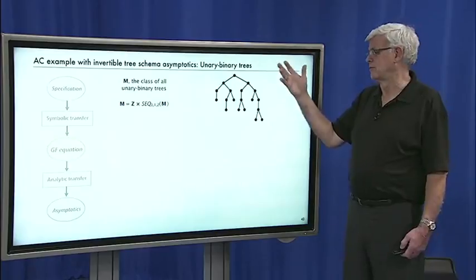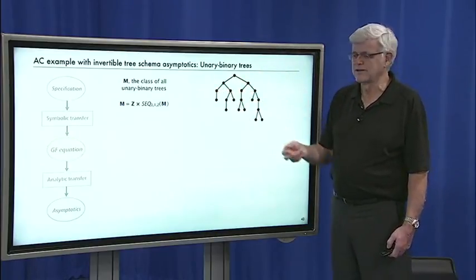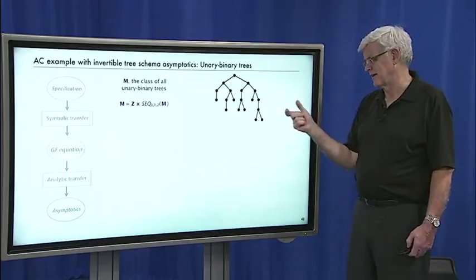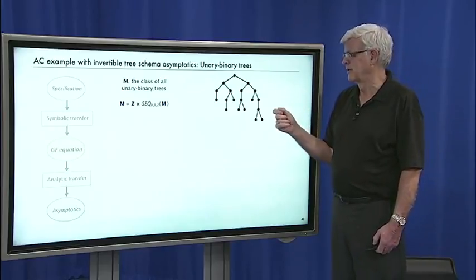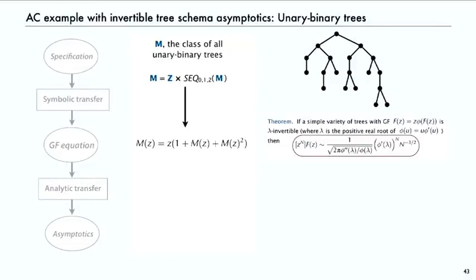And our running example from before, unary binary trees. Now we have different things that we allow in the size of objects in the sequence. We're going to take either 0, 1, or 2. So that's our generating function equation. So now we immediately apply the theorem. We don't have to solve. We just immediately apply the theorem.